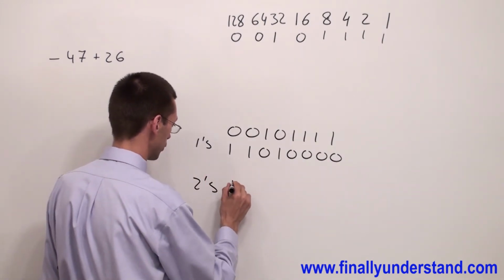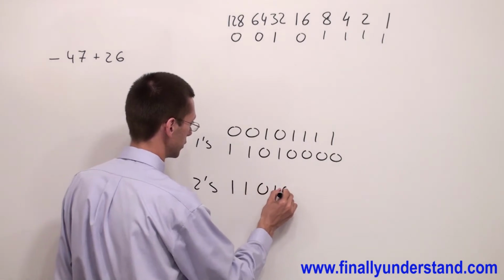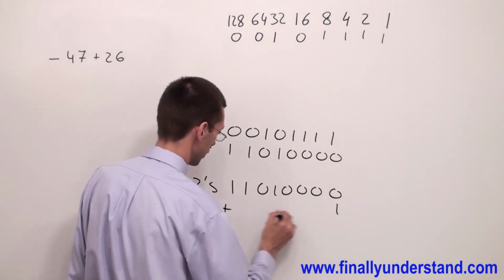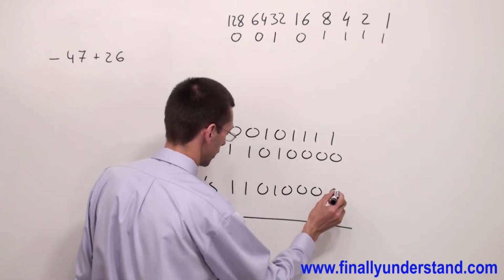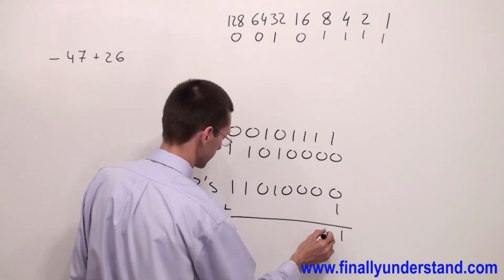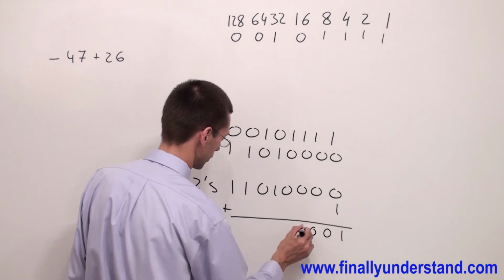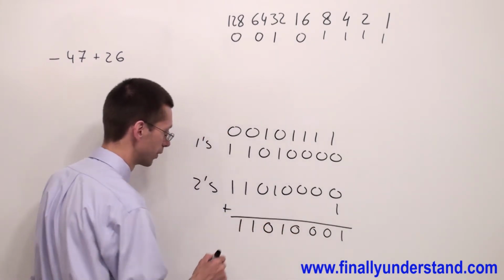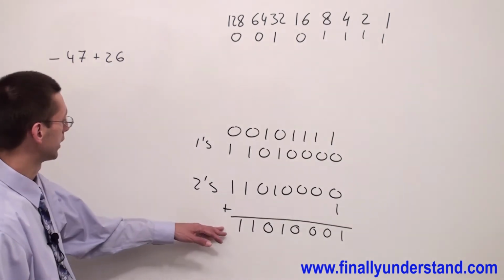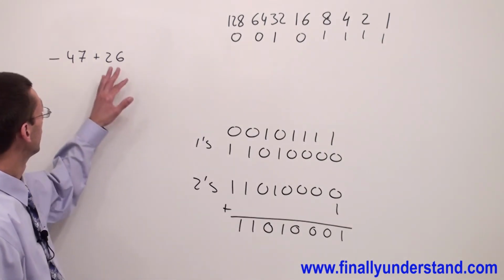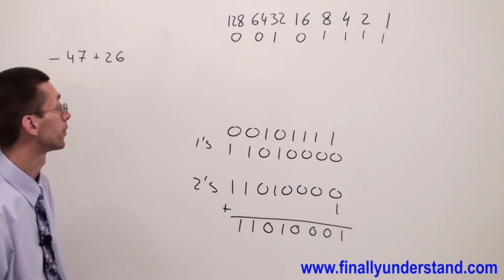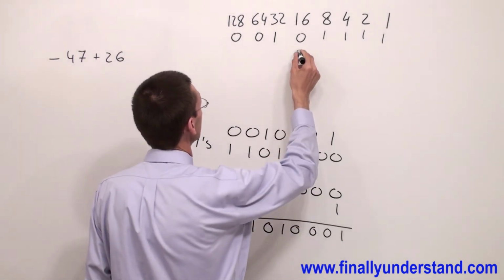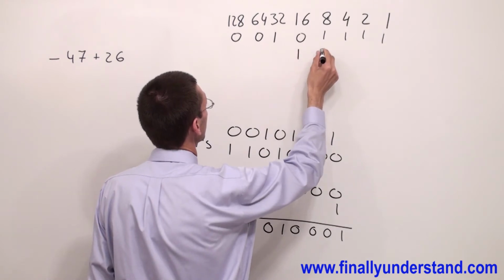Let me copy this down one more time. 1, 1, 0, 1, 0, 0, 0, 0, plus 1. 0 plus 1 is 1, then 0, 0, 0, 1, 0, 1, 1. This is my negative 47. Positive 26 I can build from 16, and I have 8.